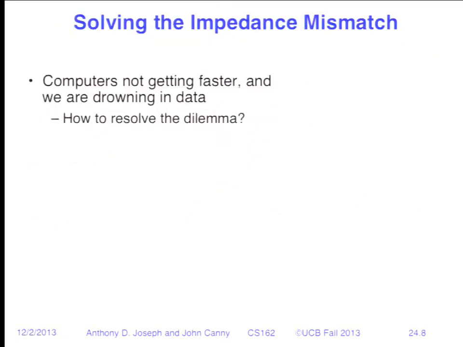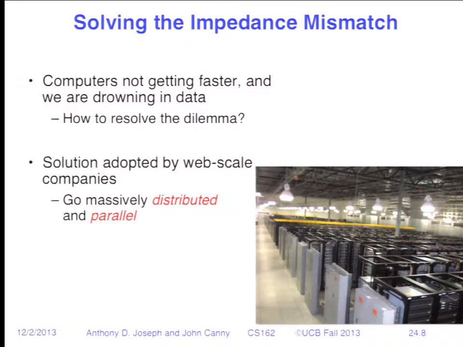Okay, so the challenge here is computers aren't getting faster. We're generating more data than we can store in a computer. So how are we going to resolve this dilemma, this mismatch between the amount of data we're generating, the amount of data that we want to process and look at, and our capabilities? The solution that's been adopted by web scale companies is to parallelize and distribute.